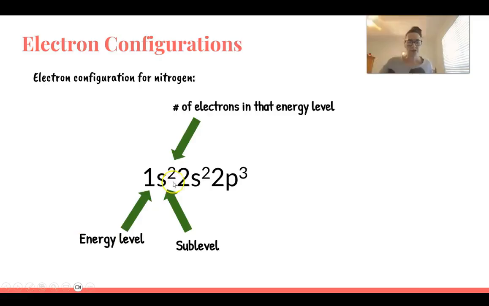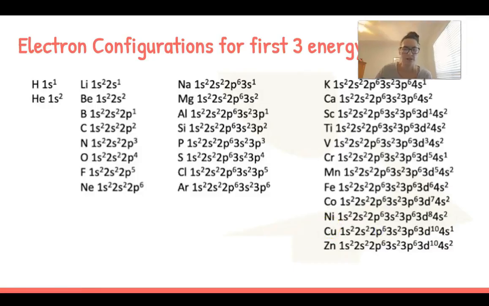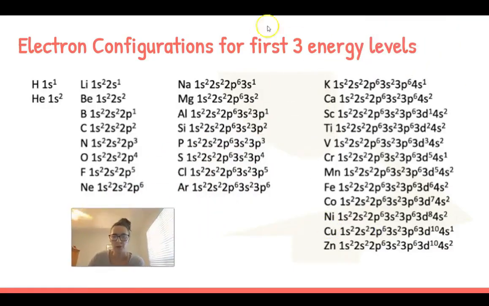So the electron configuration is showing the number of electrons in the main energy level and in the type of sublevel in which they exist. So the 1 denotes the energy level, and the letter represents the sublevel, S, P, D, or F, and then this superscript represents the number of electrons in that sublevel. So for nitrogen, it would be 1s2, 2s2, 2p3. And I listed electron configurations for the first 3 energy levels here. There are some elements that don't follow these rules, and we'll get into those exceptions in a minute.